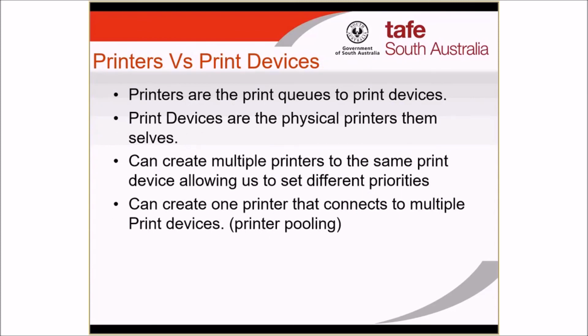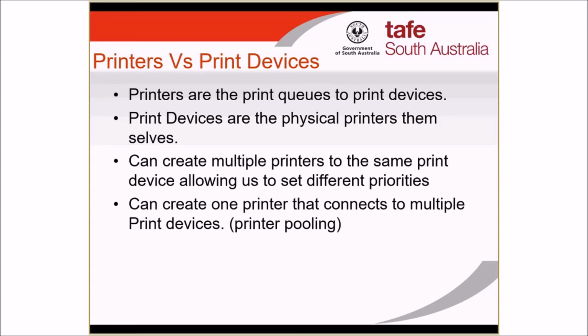Let's talk about the idea of printers and print devices. Okay, printers and print devices. So basically the print device is the physical printer, the printer you can actually touch, okay? Whereas the printer in our talk here is the actual icon that represents that physical print device, okay? So basically the printers are the print queue to the print devices, which are the physical printers themselves, and we can create multiple printers to the same print device.